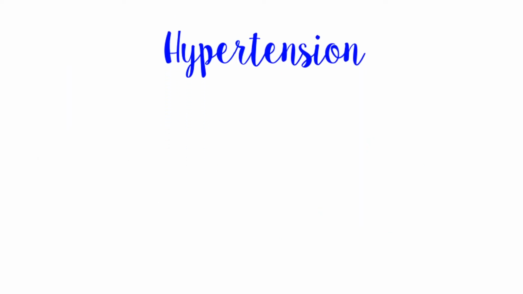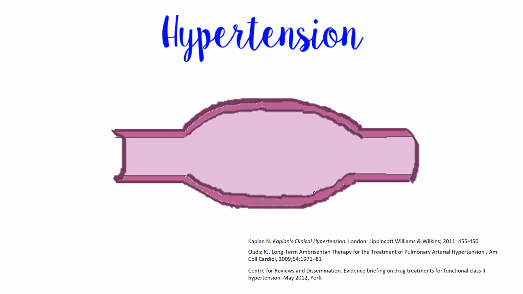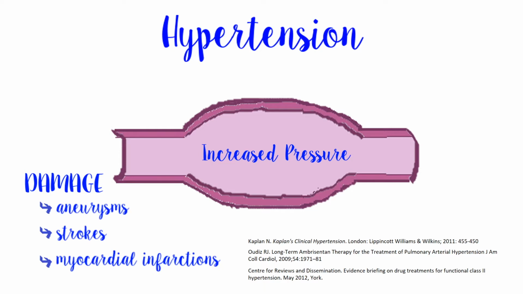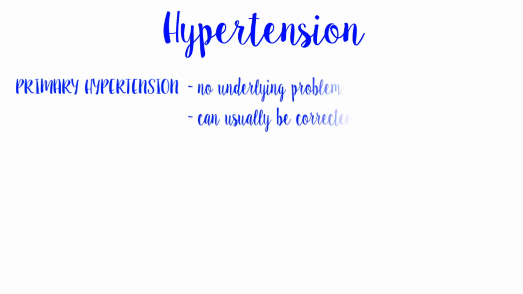Nifedipine is also used to treat hypertension. High blood pressure can cause damage to the endothelial cells that line the blood vessels. In the long term, complications such as strokes, aneurysms, and myocardial infarctions can occur. Most of the time, hypertension happens without an underlying problem, and this is primary hypertension. Risk factors include old age, smoking, obesity, and salt intake.